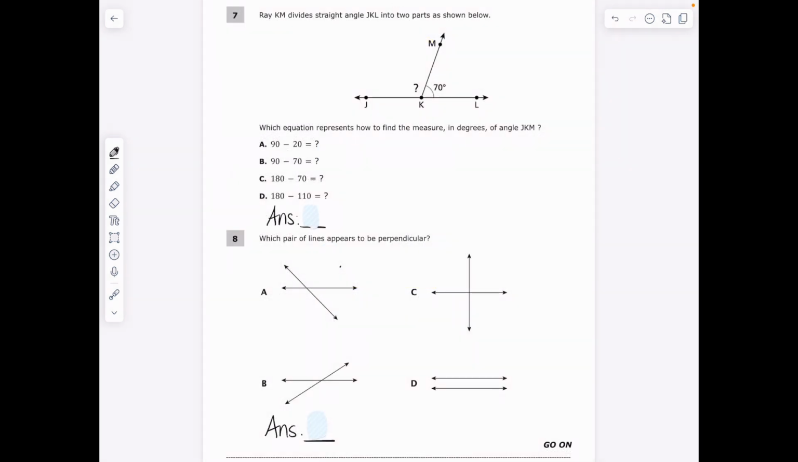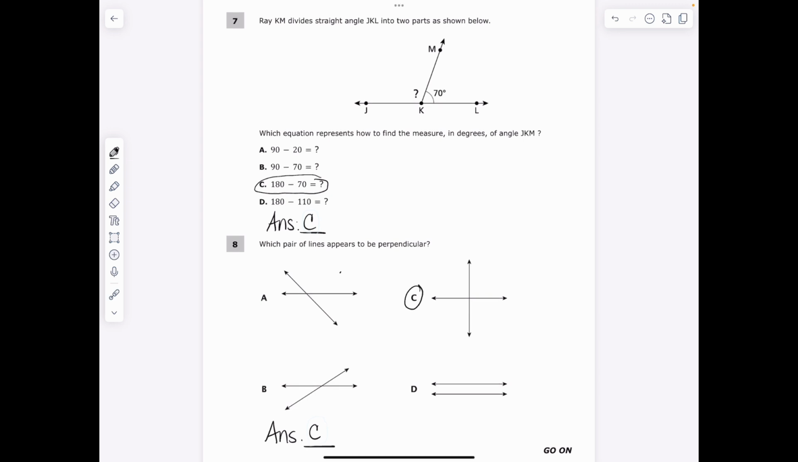All right, we got some geometry questions for 7 and 8. For 7, the answer is C, 180 minus 70. And for 8, you get C. This one over here. So let's start with the first one. If you got it right, go to the next chapter. If not, stay right here. We'll just go over it together.